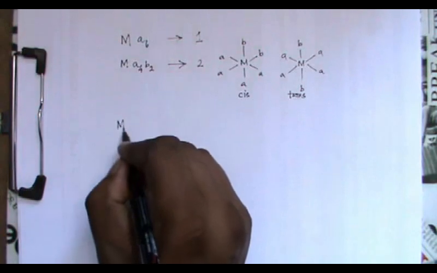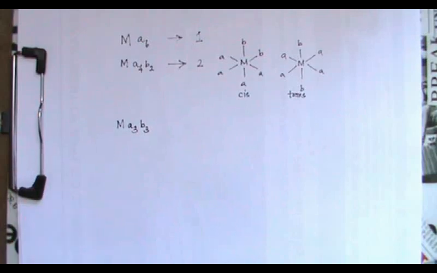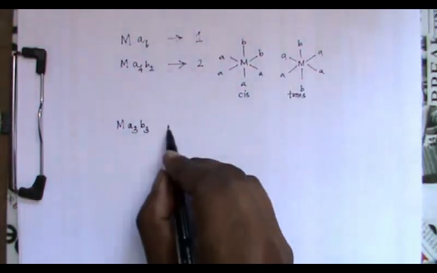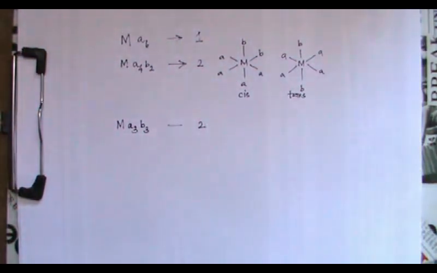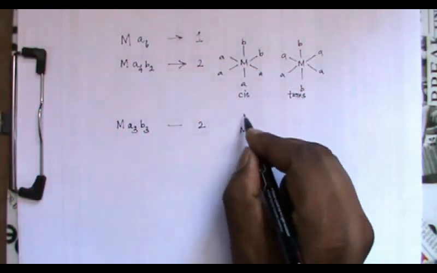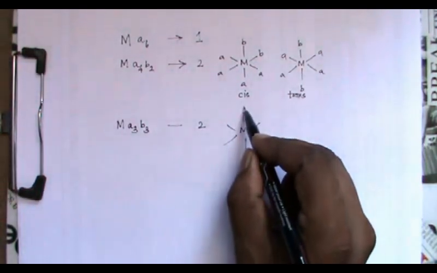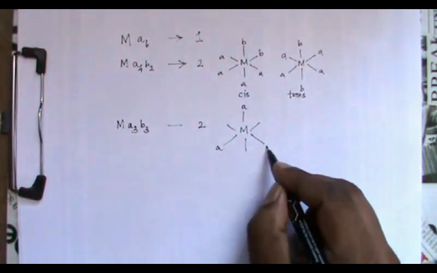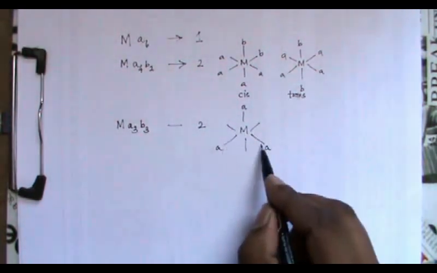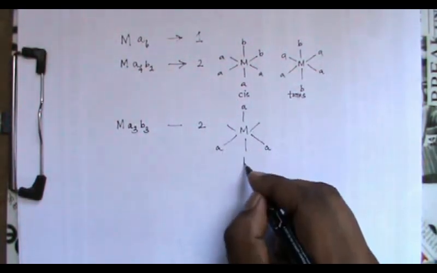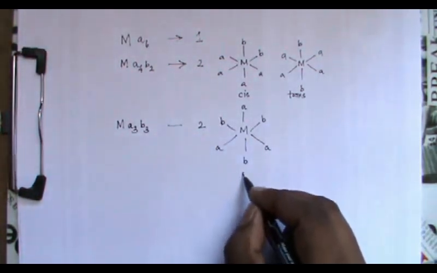Next one is metal A3 and B3. Again, two possibilities are there for this type of complexes. First one is facial. One face of the complex will have the same ligands. So now I have taken this face that will have the same ligands. The other face will have the same ligands. You can better understand in this way.